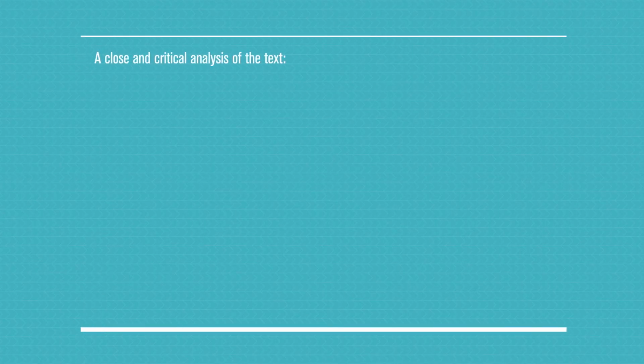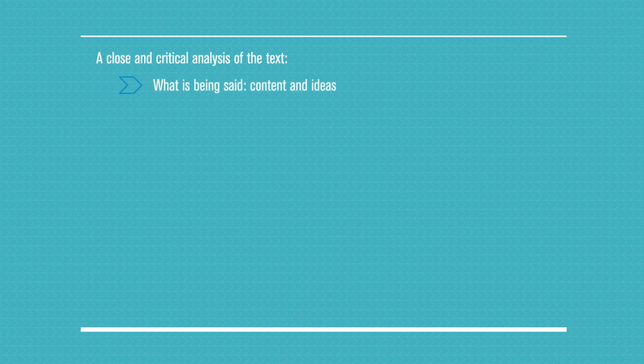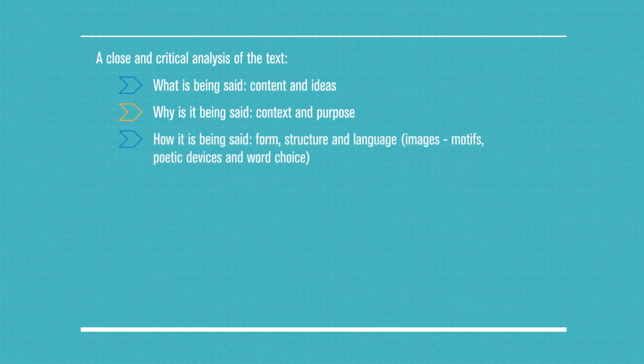So the essay for Module B, for all of your texts, it's a close and critical analysis. You've got to ask yourself what is being said, the content and the ideas. Why is it being said? Context and purpose. How is it being said? Form, structure, language, things like poetic devices, word choice, motifs, cinematography, the list goes on depending on the text.